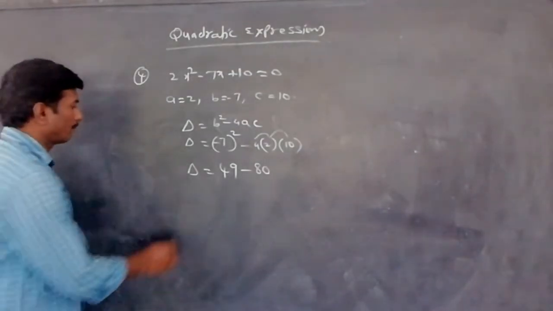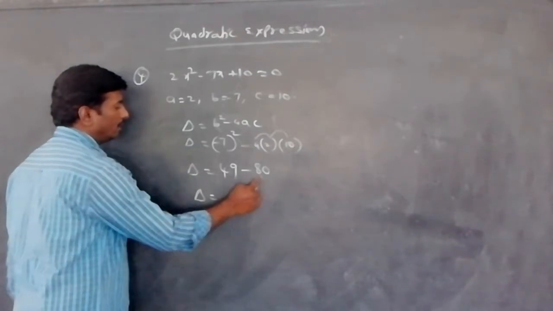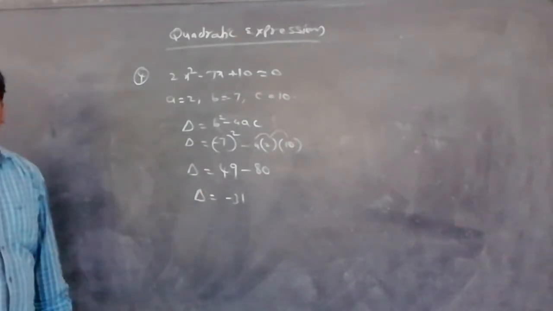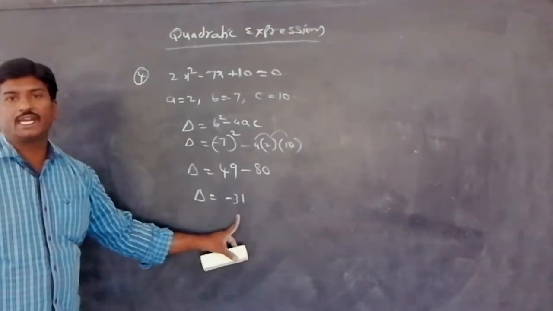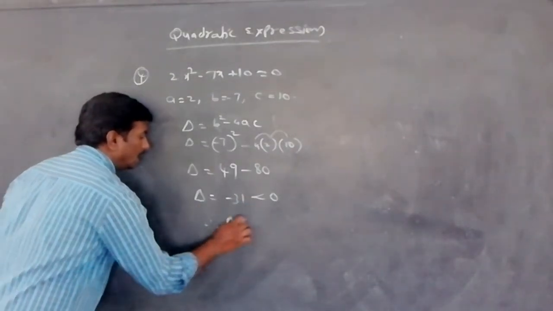So which value are you getting now? Positive or negative? Negative. 10 minus 9, 1, 7, 7 minus 4, 3. Negative. So which value are you getting here? Minus 31. Minus 31 means it is negative. Therefore what can you say here? Delta is less than 0.